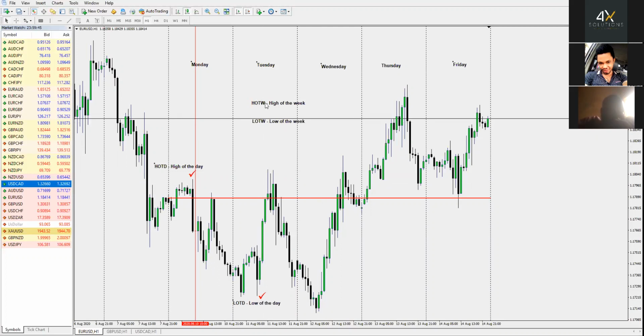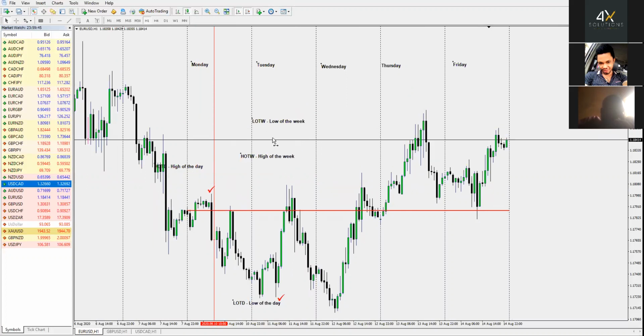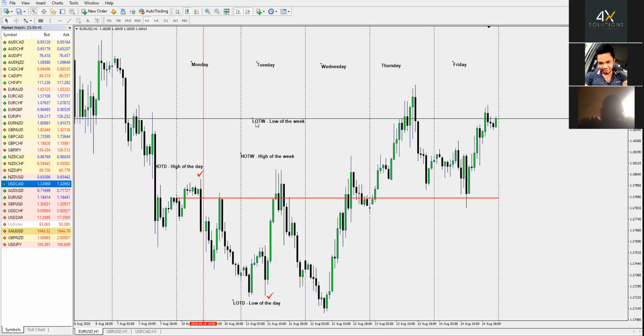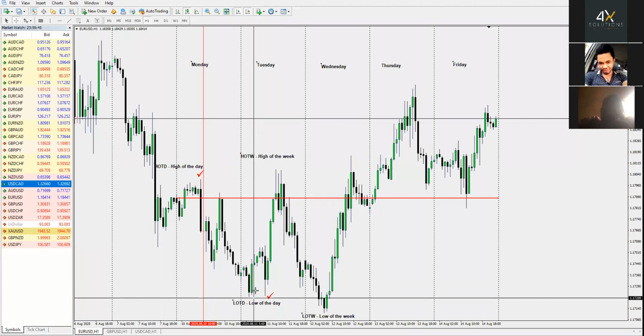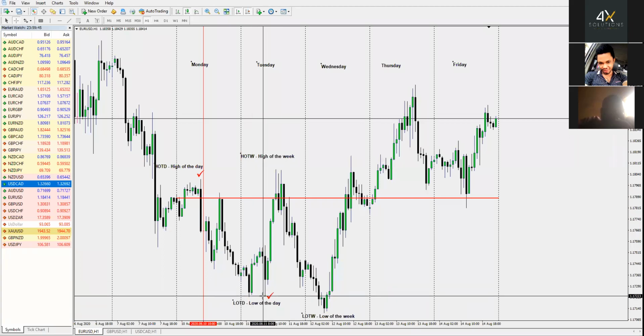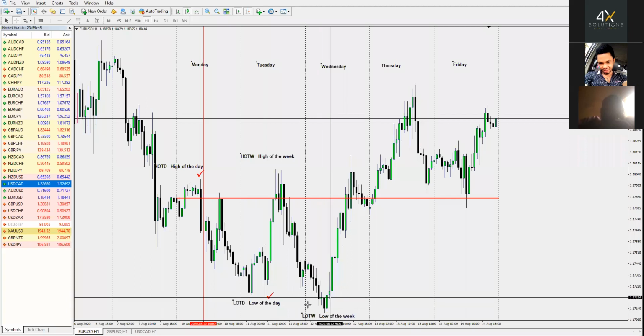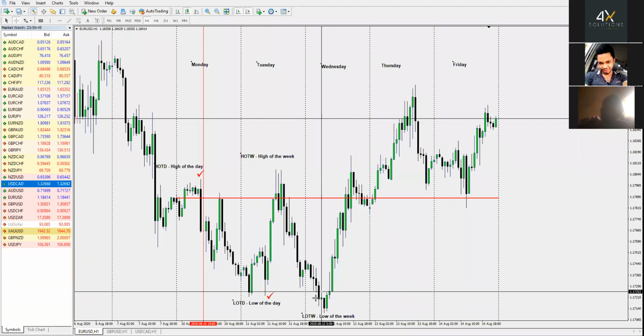Okay, so on EU for Tuesday, we have the low of the week formed over here on Wednesday, when price raids the liquidity of Tuesday's lows. It raids that liquidity and forms the low of the week.